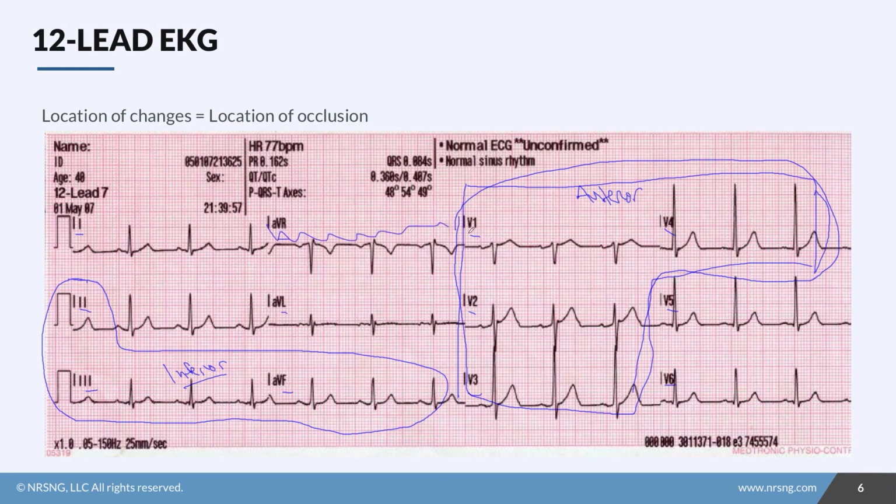AVR doesn't give us anything specific enough for our reading, so we kind of just cross it out and we don't really worry about it.